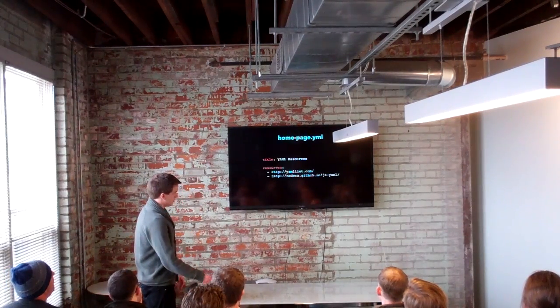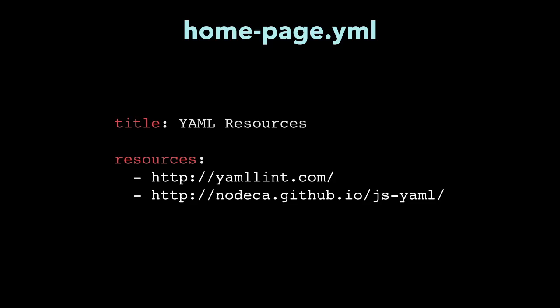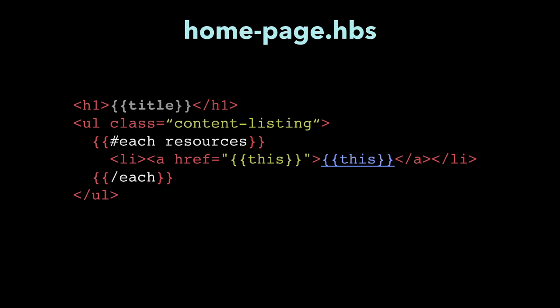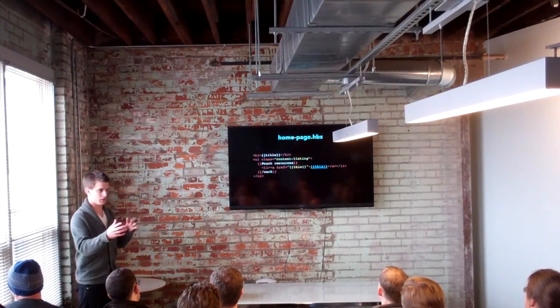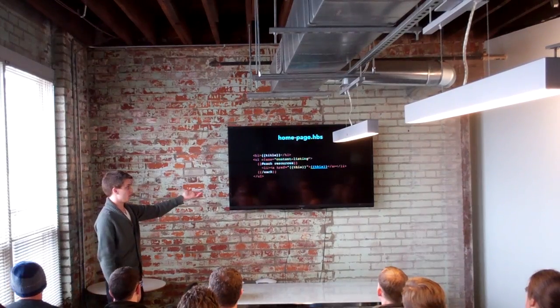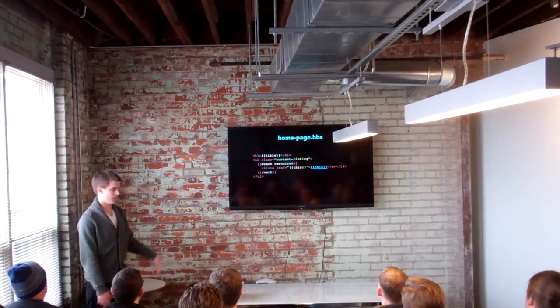Now, this is our YAML file for the home page. So simple title, YAML resources, and then 2 resources. What that looks like, though, for our markup is really nice. This is really short. It's easy to figure out what's going on. And you can extrapolate that. If this were a nav, let's say, you could, with a couple more loops and a little more data, you could have a fully multi-level nav, and it wouldn't be much longer than this.